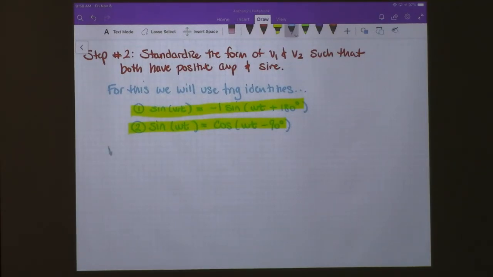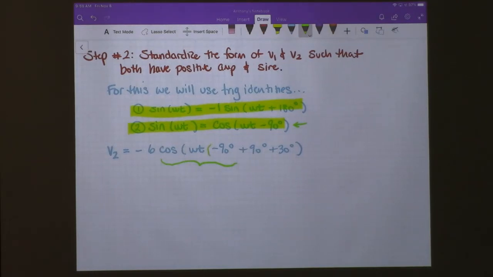So what we see is that V2 will be equal to negative 6 cosine of omega t minus 90 degrees plus 90 degrees plus 30. Now, why did I do that? Because what I want to do is get something that looks like this up here. So I subtracted out a 90, and I added a 90 back in. The two of these together cancel one another out.